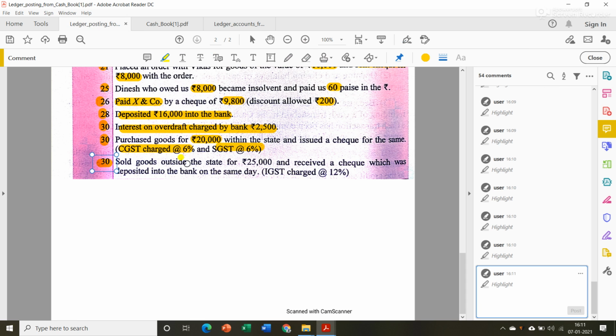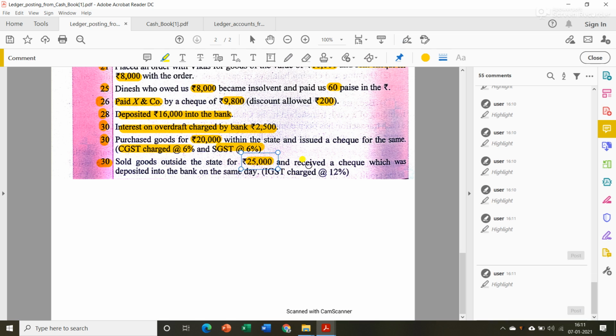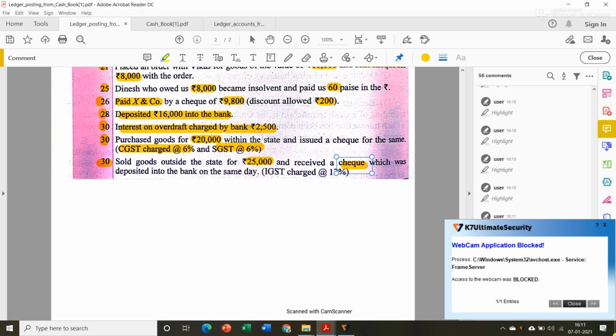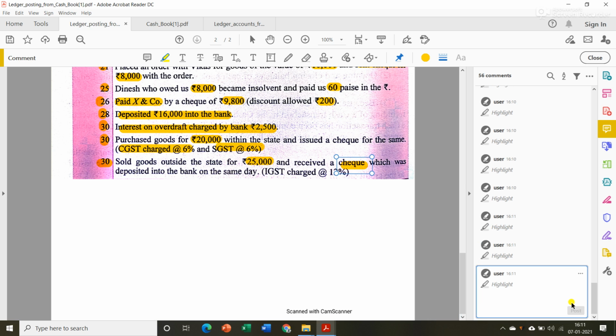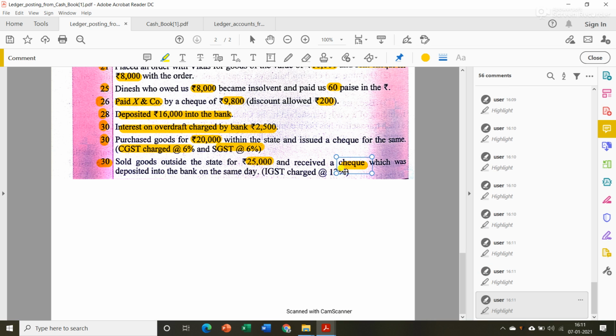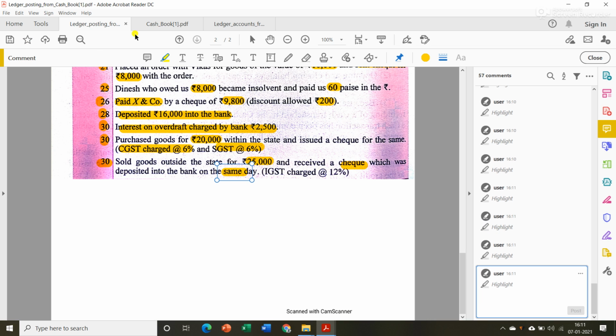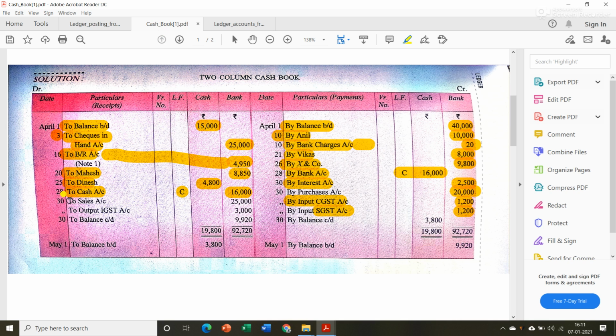On April 30, sold goods outside the state. That means there will be IGST. Worth rupees 25,000, and we received a check which was deposited on that same date. That means we received money on the same date in our bank account, and IGST was 12%. Now let us see in the cash book. We sold goods and received money, so we will write here to sales account. Amount was 25,000. Then output IGST 12% of 25,000 is 3,000.